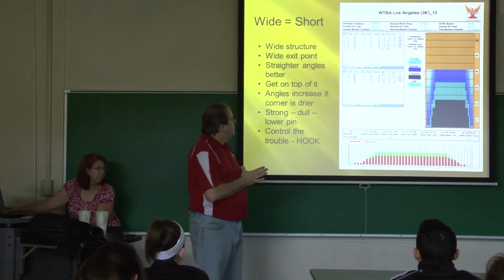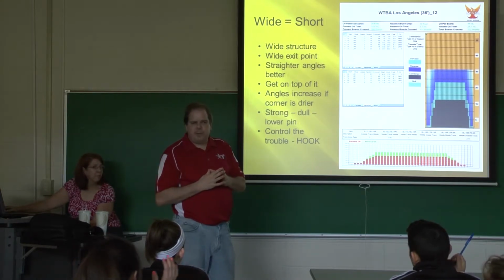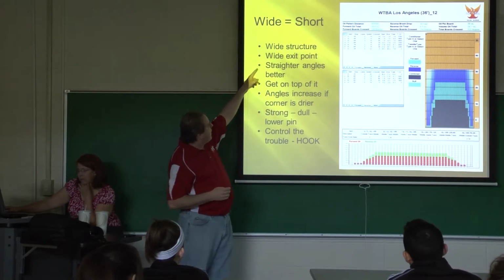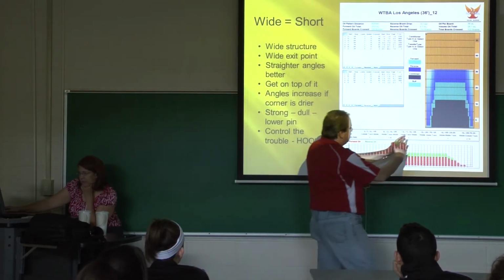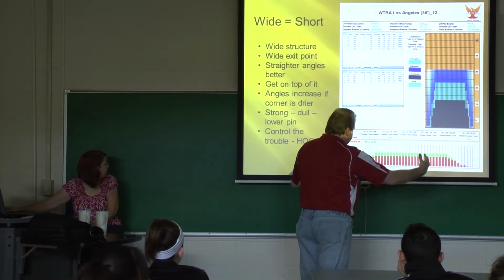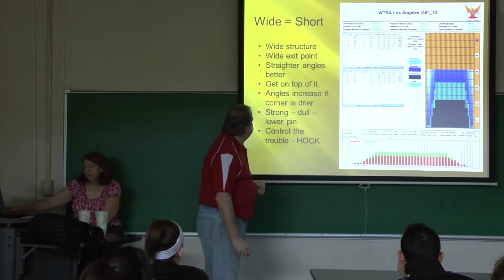5 board. Anybody bowl on this pattern? Probably a lot. I think we used this at junior bowl this year. But anyway, with the short pattern, it's got wide structure. You can see kind of how thick the oil is across the whole lane. You can also tell by the composite graph that it's not very narrow. The oil is very wide all the way across the lane.